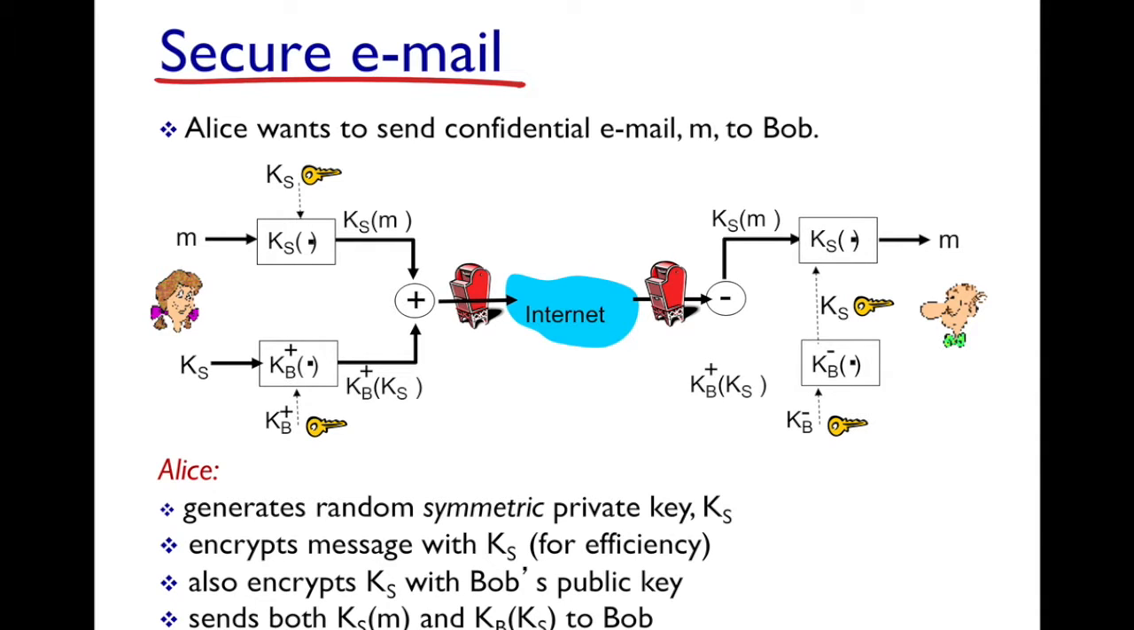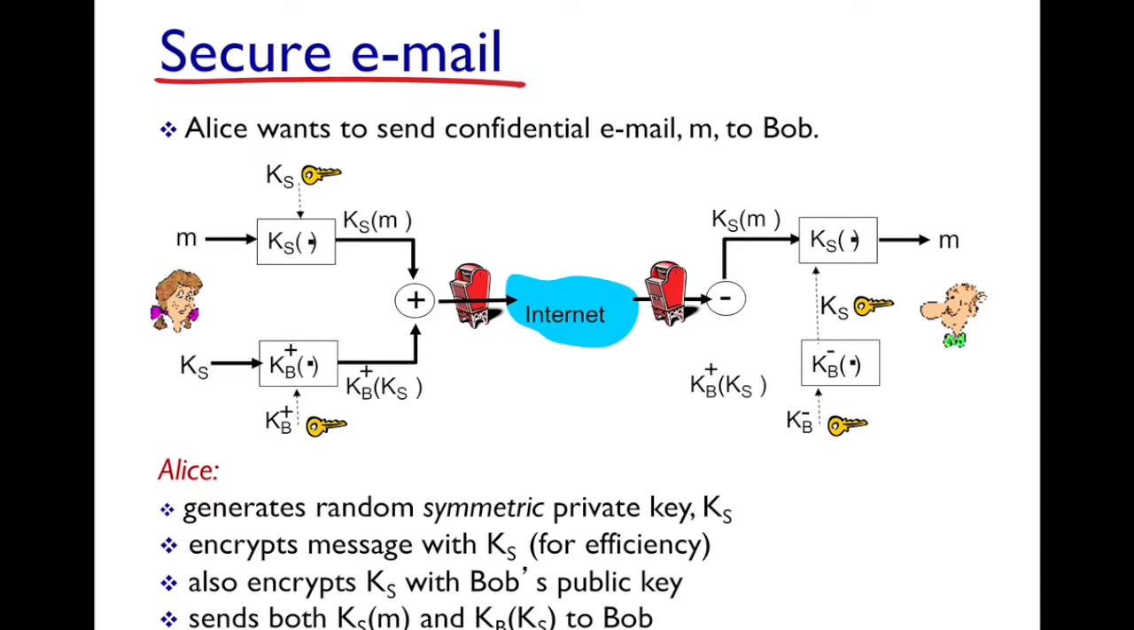In this video, we'll discuss how to design a secure email system. Now, a secure email system should provide confidentiality, message integrity, as well as authentication. Now, how do Alice and Bob achieve that? Let's assume that Alice wants to send some message M to Bob.